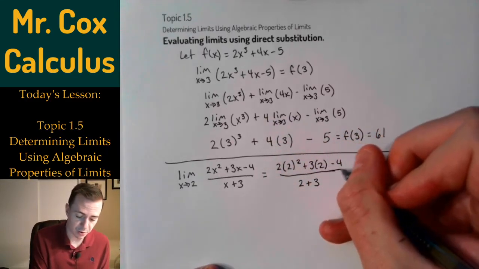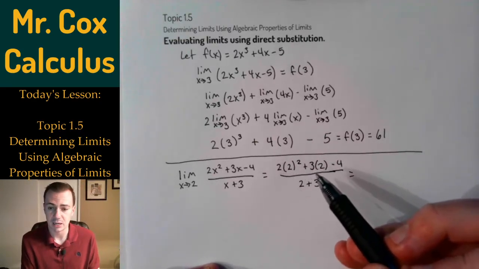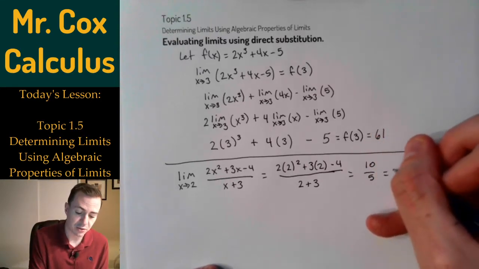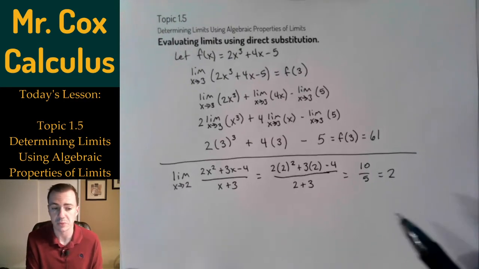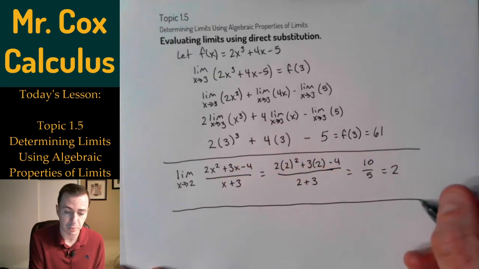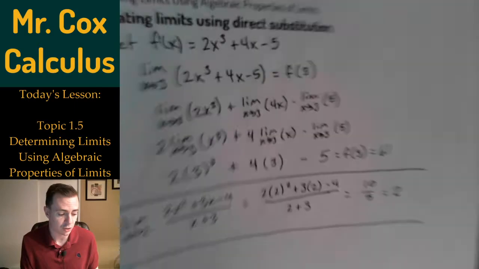Now the numerator comes out to be 4 times 2 is 8, plus 6 is 14, minus 4 I get 10, divided by 5. So this limit evaluates to 2. If you want to see that, you're more than welcome to graph it or create a table and watch that limit play out. But the limit as x approaches 2 of that function ends up equaling 2.